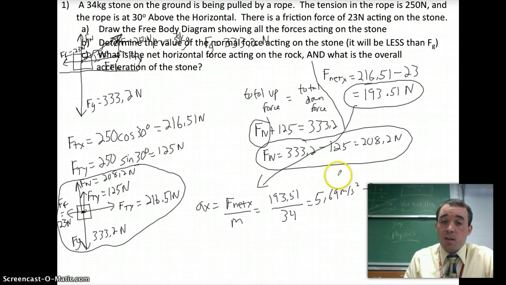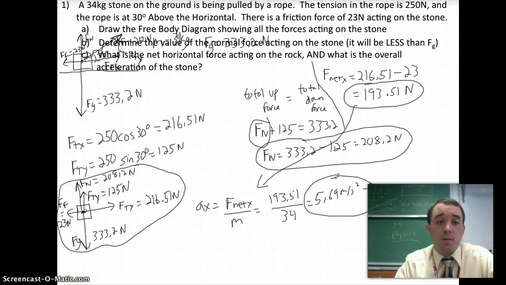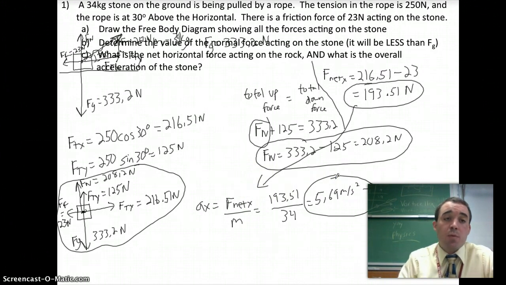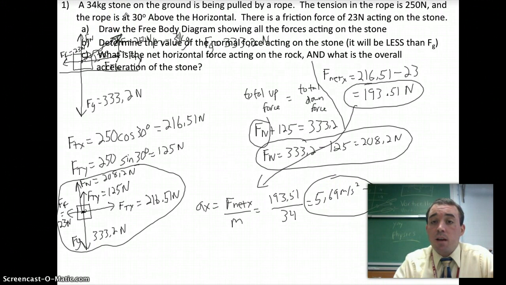And that's it. So hopefully that helps. Find the free body diagram, break it apart, and use that information to find your horizontal net force. Use that horizontal net force with your mass, which was given, to find your horizontal acceleration.